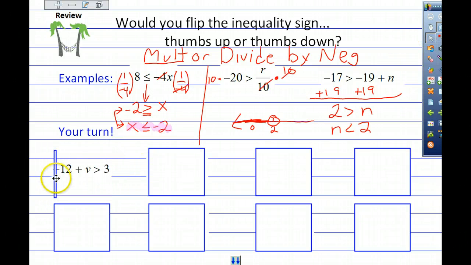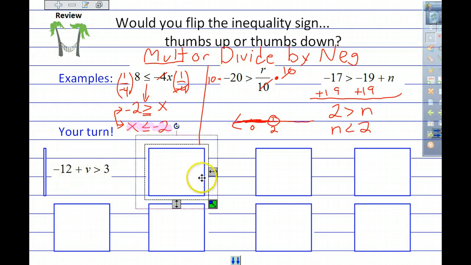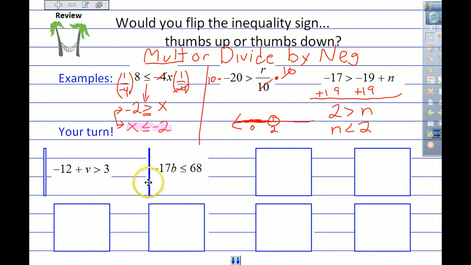All right, here, do you think you have to switch the sign on this one? No, huh? Yeah, there's no multiplying or dividing. It's just adding 12 to both sides. Good. What about here? Thumbs up or thumbs down? Switch the sign? Yeah. More? Everybody else? Riley? Thumbs up or thumbs down? Seth? Thumbs up or thumbs down? There we go. Thank you. Yes, so here we'd have to do this. Divided by a negative, switch the sign. Okay.